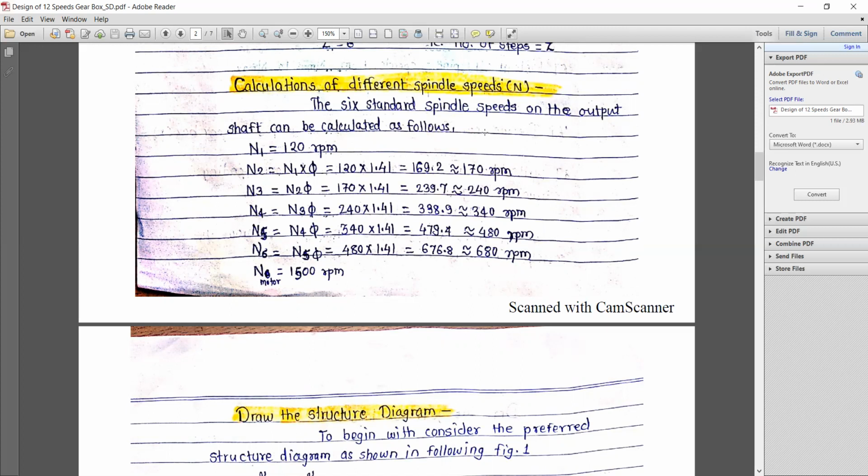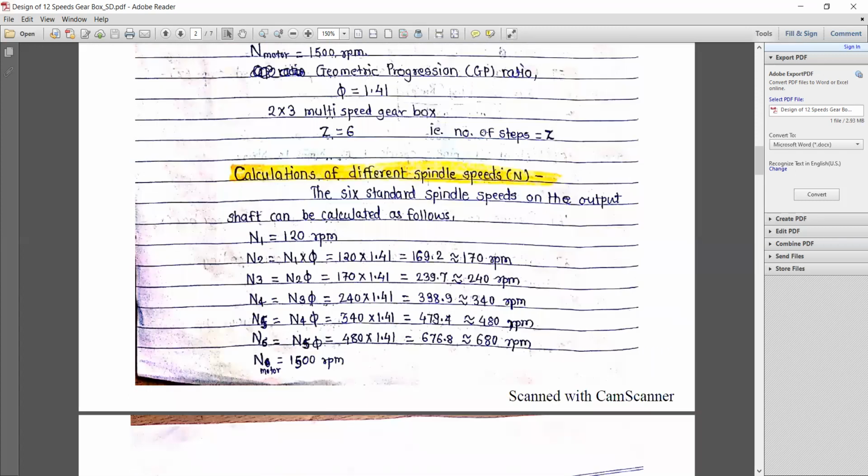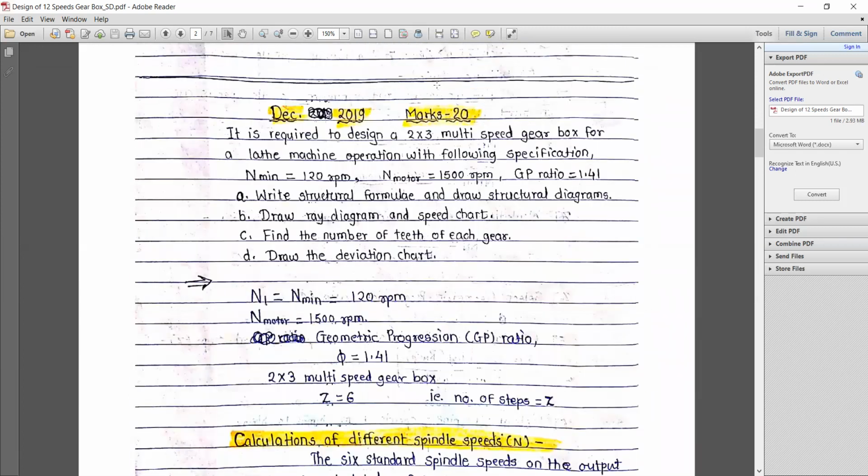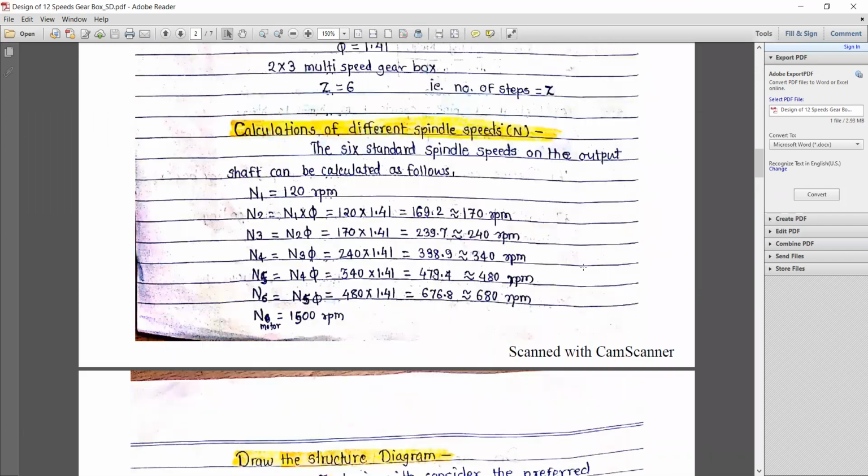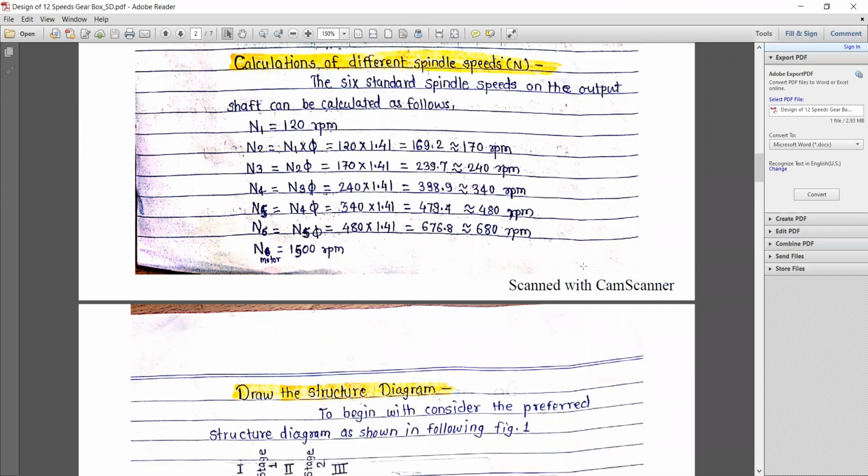the N motor is equal to 1550, because they don't provide the maximum speed in the given data. Okay, so whatever speed you reach at N6, that is the maximum speed that we require for machining.